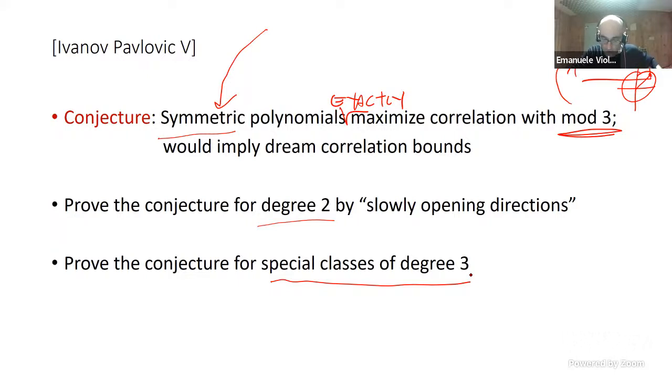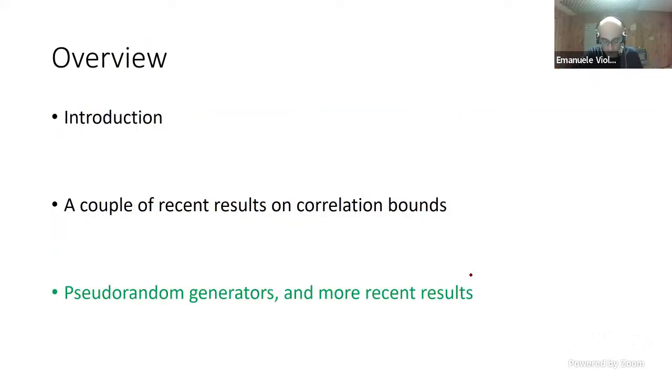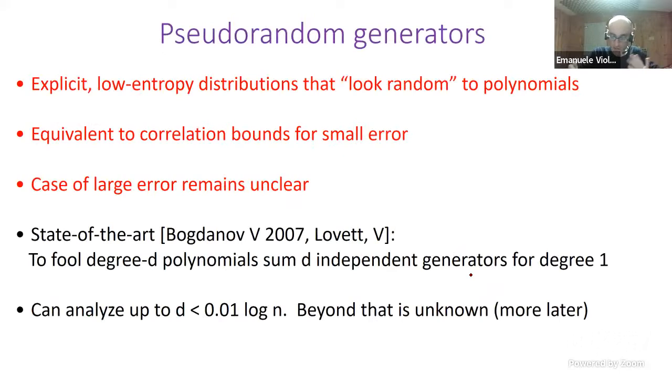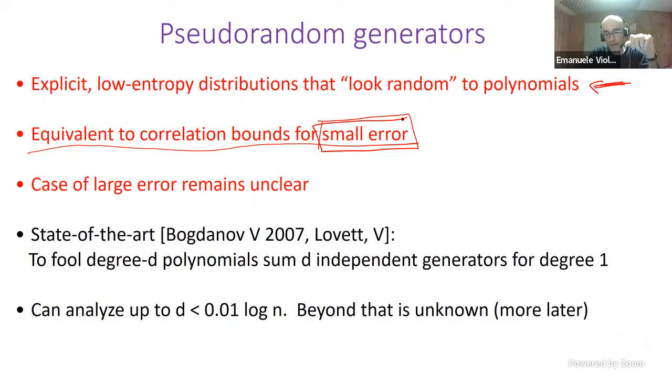Okay, so I want to move to a little bit other things. I want to talk about pseudorandom generators and some other results. So, pseudorandom generators, you all know what they are, so I'm not going to define them again. I want to make a couple of comments that they're known to be equivalent to correlation bounds if the error is small. So if you give me a PRG which has very small error epsilon, this implies a correlation bound with about the same epsilon.